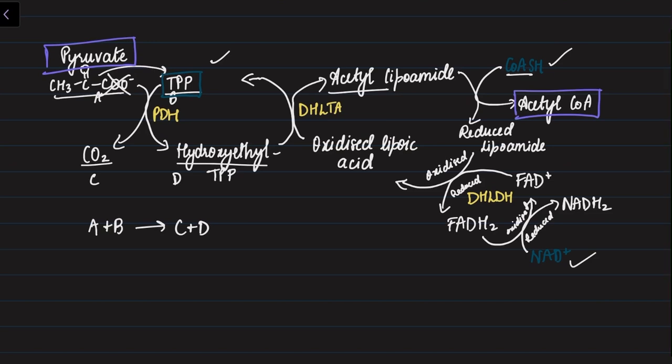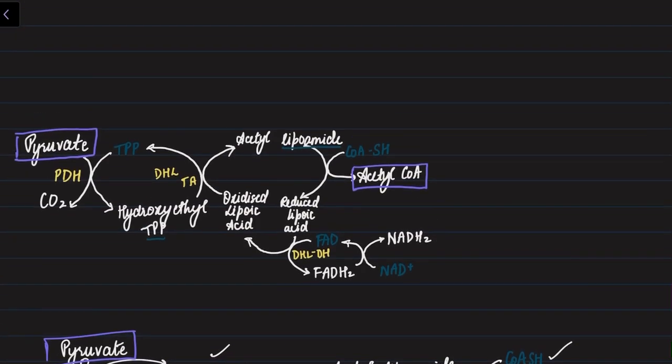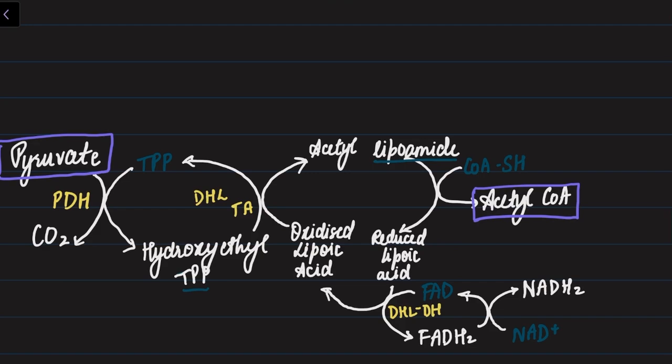Wait, where's the rest? I'll mark these also in. Yes. We've successfully regenerated all 5 coenzymes. We have used all 3 enzymes. And we have converted pyruvate to acetyl CoA, which was the objective of all this. So when written neatly, this is what the pathway looks like. That's it. Now all we have left is energetics.